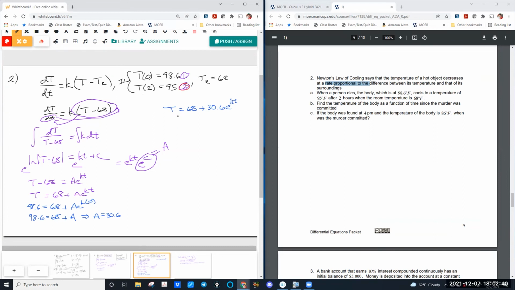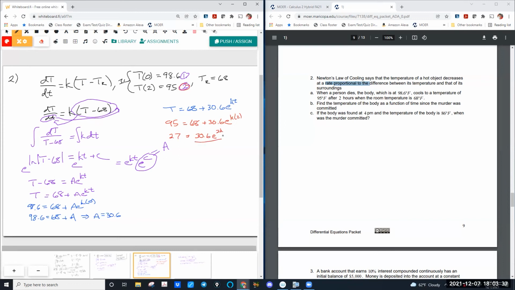So now we're going to use this initial condition, which says t has to be 95 when t is 2. And again, this just comes back to solving this equation. So we're basically going to go through our normal steps of solving. Subtract 68 from both sides. 27 equals 30.6 e to the, if we want, we can write it as 2k.